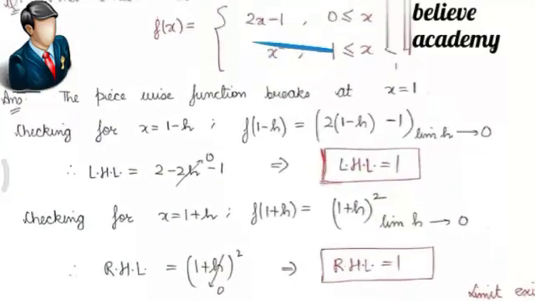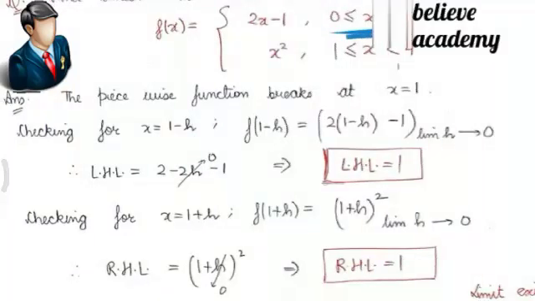Now x is equal to 1 minus h, it implies that the number is less than 1. So if the number is less than 1, that would lie in this particular range. Okay, because if the number is less than 1, that would lie in this here, and if the number is greater than 1, that would lie in this particular range. Okay, so that is how you need to decide the piecewise functions.